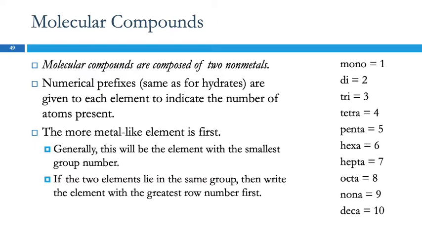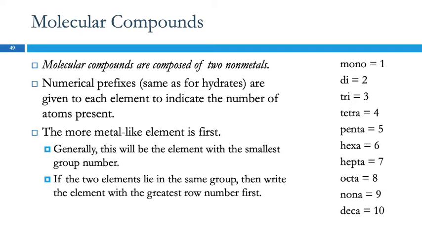Students like this set of rules and they try to use it other places. You can only use this if you have 2 nonmetals, okay? So we use numerical prefixes, the same as for the hydrates, except there's no hemi. We use these prefixes to tell how many atoms of each element are present in the compound.